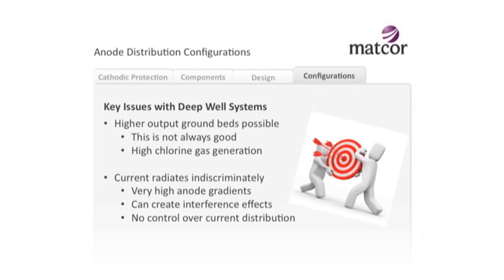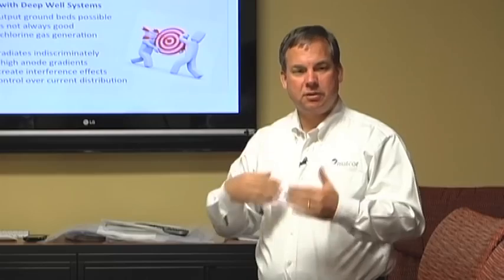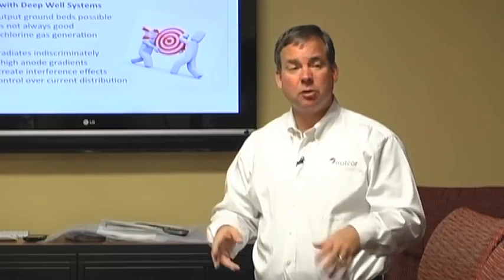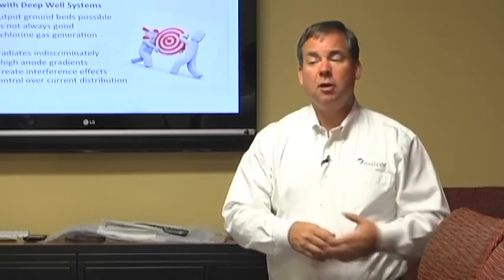Key issues with deep anode systems. You can get a lot of output out of them. They're high output systems. Okay? That's not always good. There are some issues with high output anode systems. So it has to be designed properly. You have to use the right materials. You have to use the right construction techniques. You have to put it in the right place.